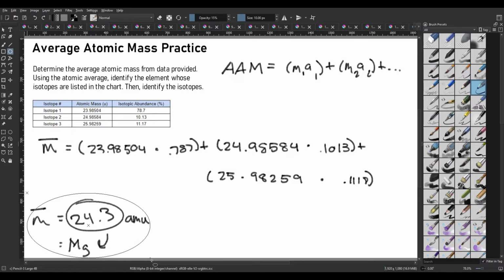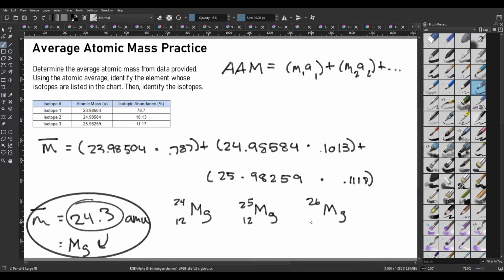And now we need to do the last part of the question, which is just identify the isotopes. So isotope 1 is going to be magnesium 23.98, about 24. We're going to round this to the nearest whole number, so it's going to be 24. And magnesium has an atomic number of 12. Isotope 2 is going to be magnesium, round to the nearest whole number, 25. And of course 12, we don't always have to put the 12 there. We'll go over notation in a little bit. And the last isotope is going to be magnesium 26, 12 there. So these are our isotopes, and this practice problem is completed.